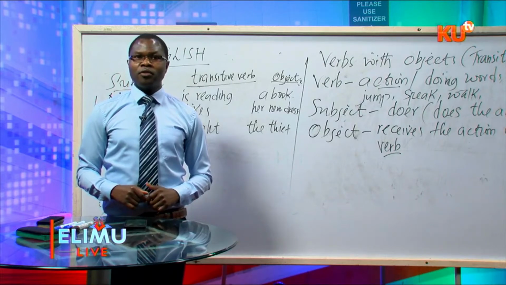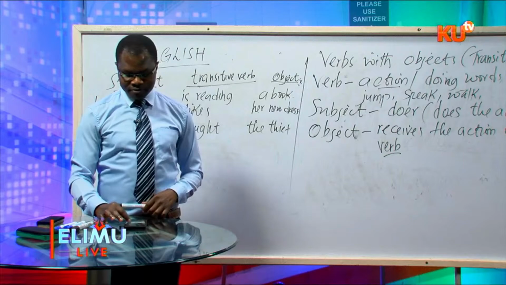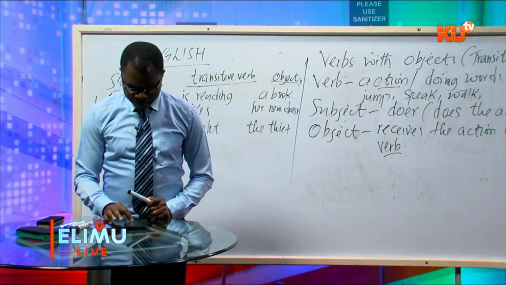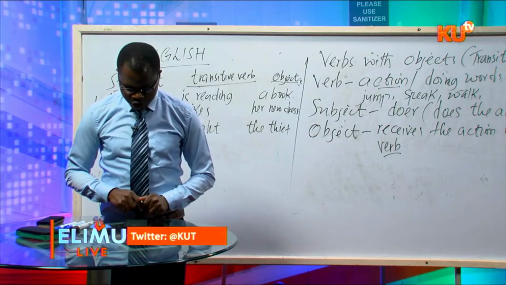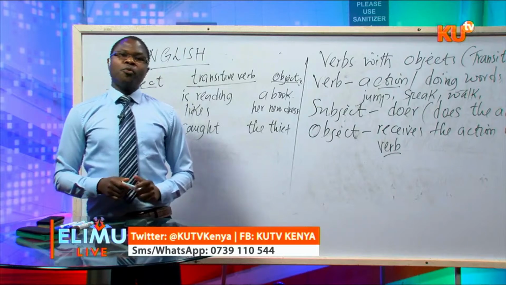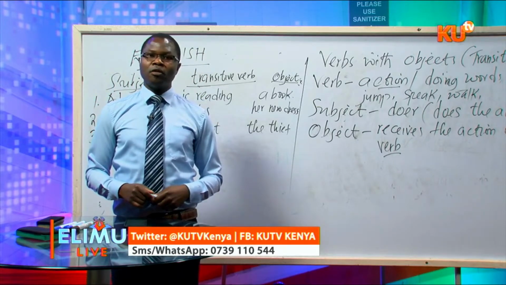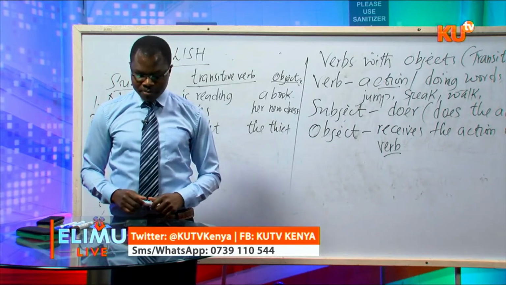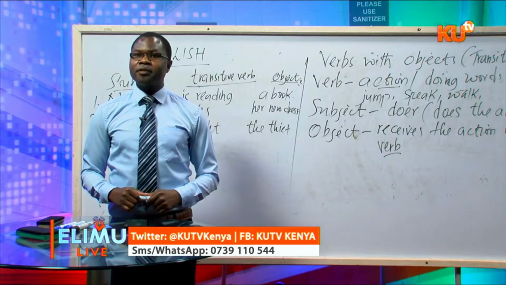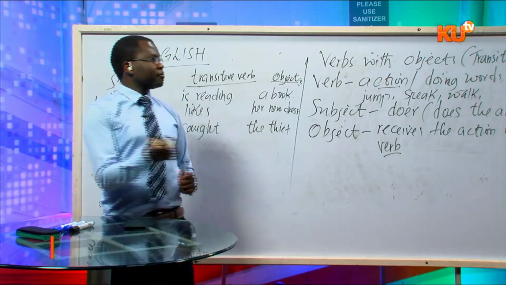In other words, they are also called transitive verbs. But we have also other verbs that do not take objects. We call them verbs with no objects or intransitive verbs.